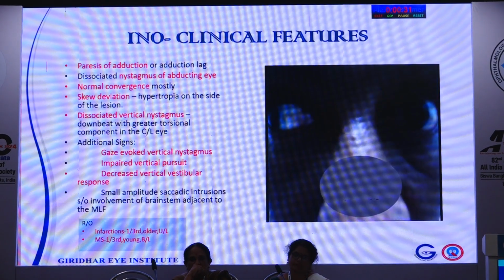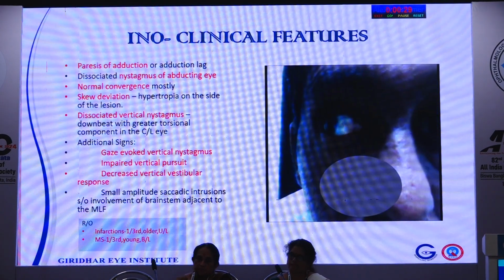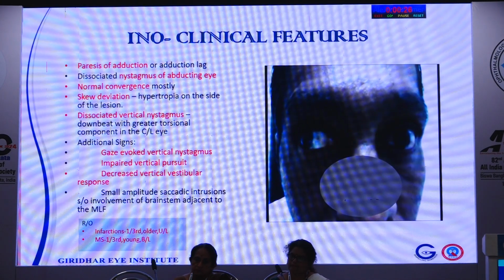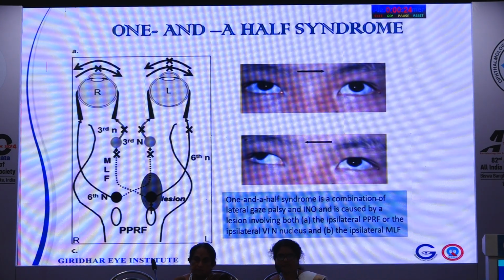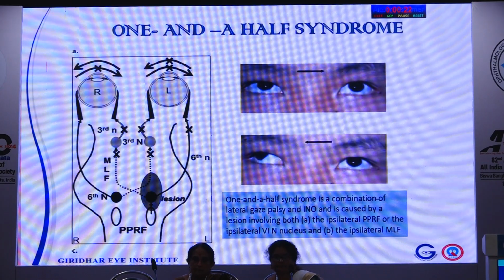The important thing is, in a young patient, think about multiple sclerosis. In an older patient, think about a stroke. So 1.5 syndrome is a lesion of the PPRF and the MLF on the same side.